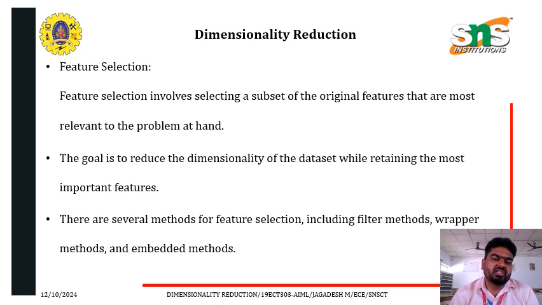First, feature selection. Feature selection involves selecting a subset of the original features that are most relevant to the problem at hand. The goal is to reduce the dimensionality of the dataset while retaining the most important features. There are several methods for feature selection, including filter methods, wrapper methods, and embedded methods.